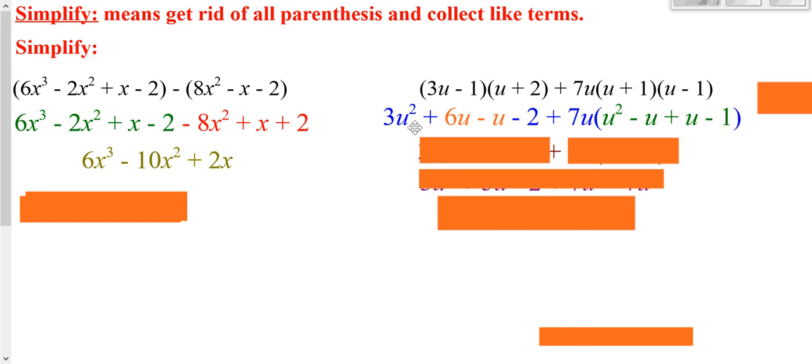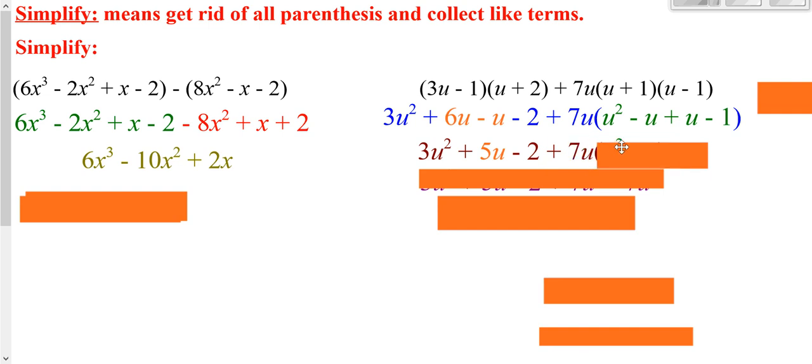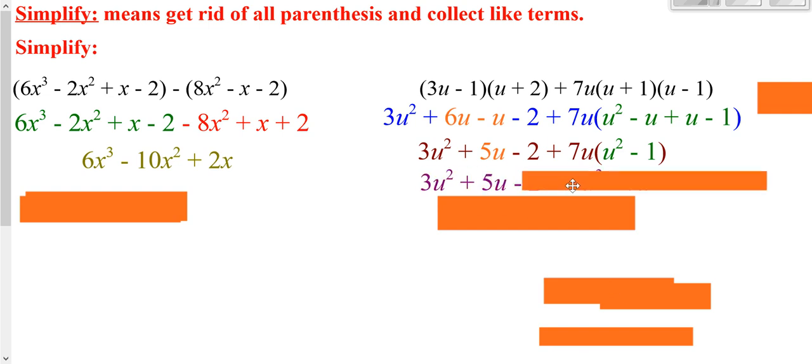Now here I can combine my like terms of what's in orange, 5 of the u's minus 1 of the u's. Bring down my 3u squared, bring down my minus 2. Over here I'll bring down my 7u, and you'll notice here my 1u and my minus 1u cancel, leaving me only with the u squared and the minus 1. Nothing I can do here, I'll bring that down.